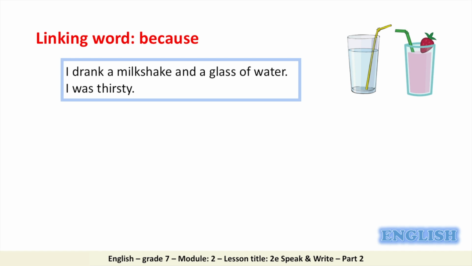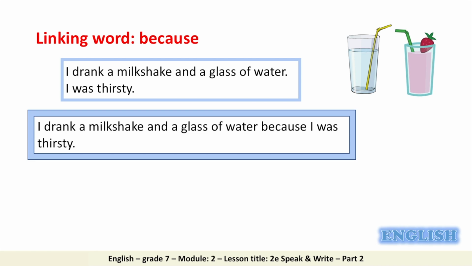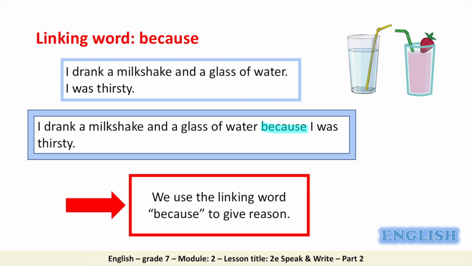Finally, let's read these 2 sentences. I drank a milkshake and a glass of water. I was thirsty. Thirsty here means you really want to drink something. The best way to connect these 2 sentences is by using because. I drank a milkshake and a glass of water because I was thirsty. We use the linking word because to give reason.